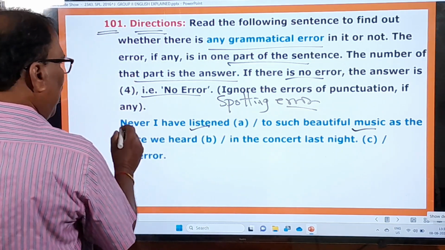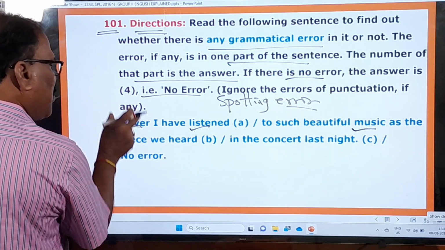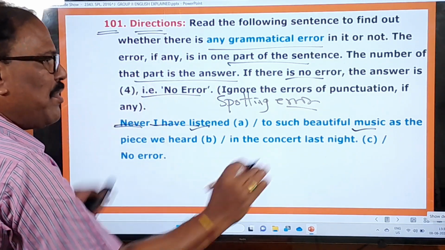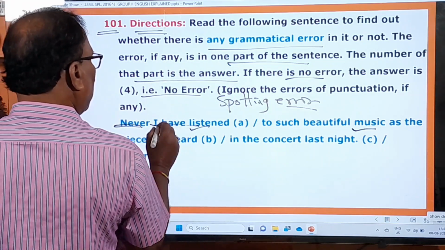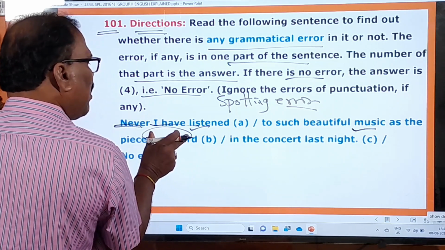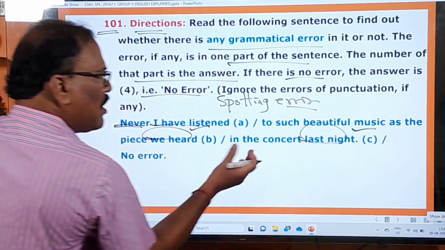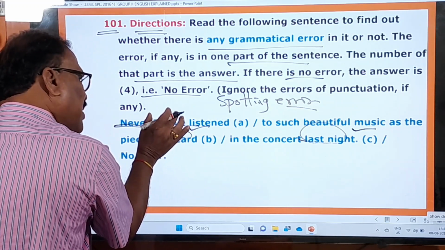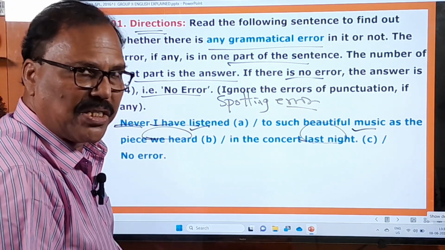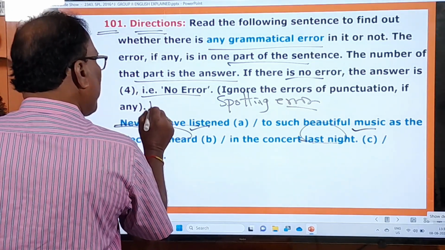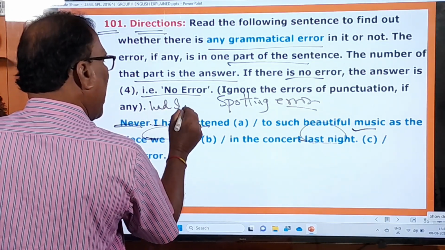Now the mistake lies only in the A part. What is that mistake? Whenever a negative word like "never" is used at the beginning of the sentence, the sentence must be inverted. Moreover, since the remaining sentence is in the past tense, we heard, last night, the other part should also be in the same past tense, right? So that's why this sentence should have been: Never had I listened, inverted, had I listened.